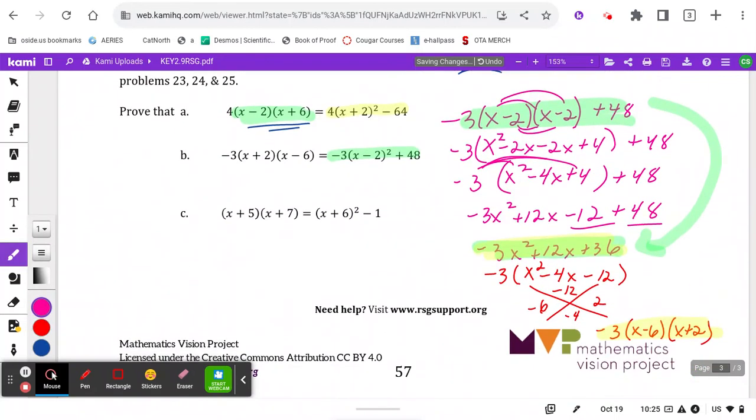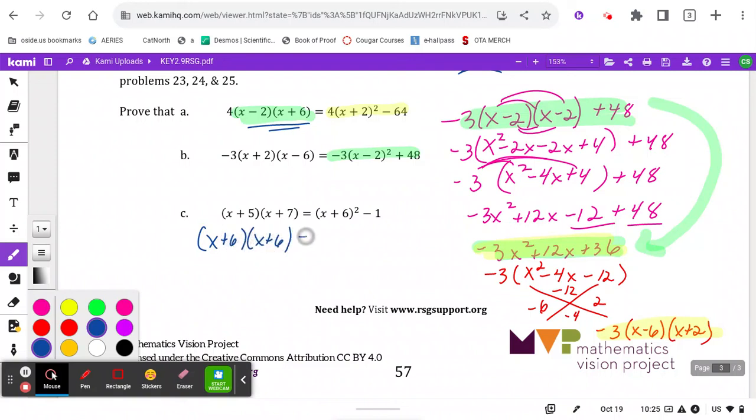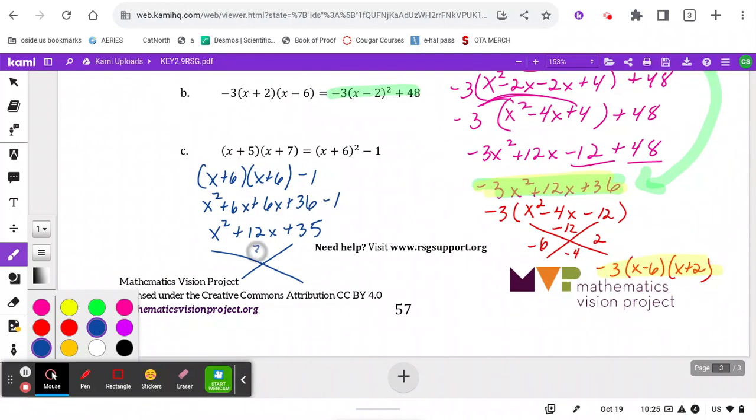Finally, they're telling us that part C could be simplified to look like that, and that's number 25. So here I go stretching it out, x plus 6 squared. Don't forget that minus 1 later. I get x squared plus 6x plus 6x plus 36, which is x squared plus 12x plus 35. I then convert that to factored form, and I get x plus 5, x plus 7.